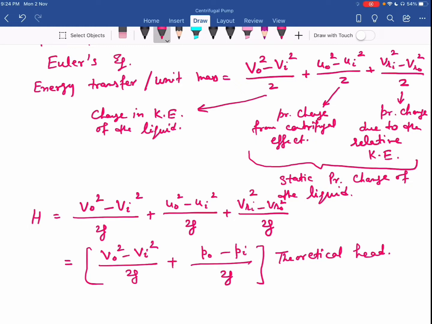This is my theoretical head, which is the sum of two heads. One is the velocity head, and second is the pressure head. Okay, or you can say in the centrifugal pump, the total head raised is equal to the sum of the velocity and the pressure head. So the first term in this equation is the velocity head, and second term is the pressure head, and that is my total head H, and that is called the theoretical head.